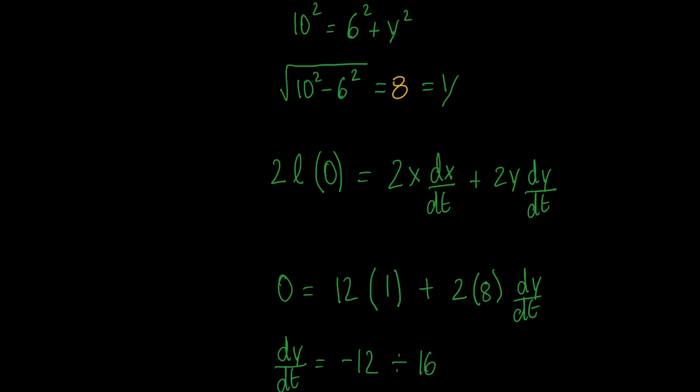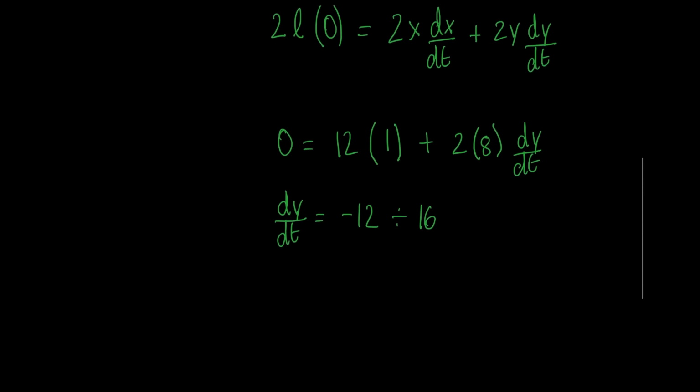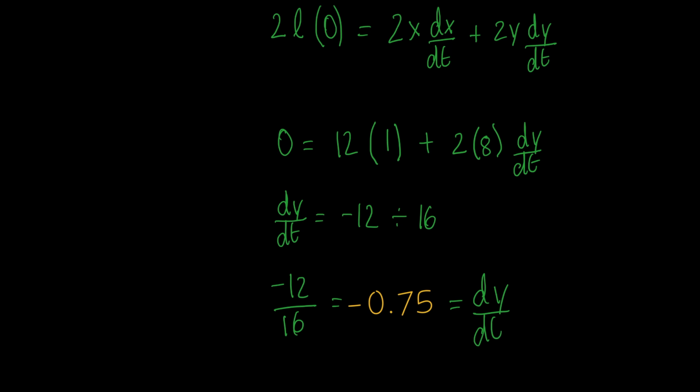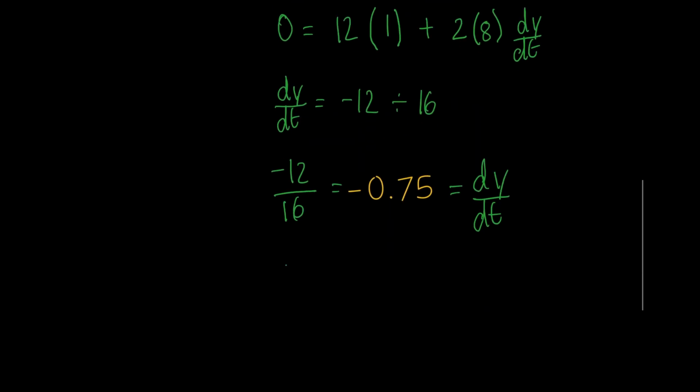All right, so looks like we're getting dy over dt to be negative 12 over 16, which I believe is going to be 0.8 or something. Oh, yeah, negative 0.75. But what this actually means is that the ladder is traveling at negative 0.75 feet per second. If we are talking about falling, it's going to be positive 0.75 feet per second.